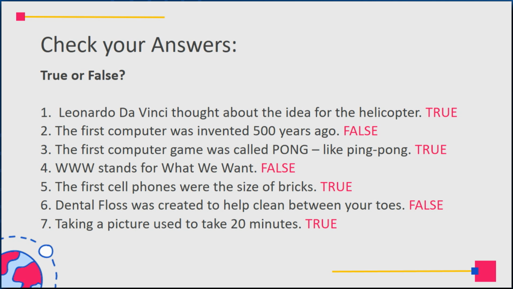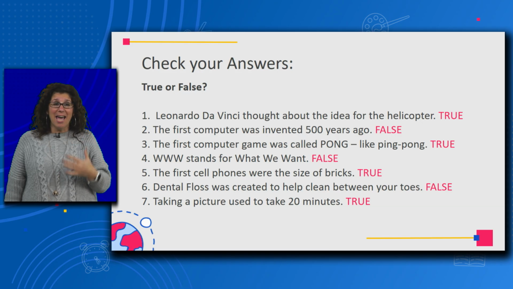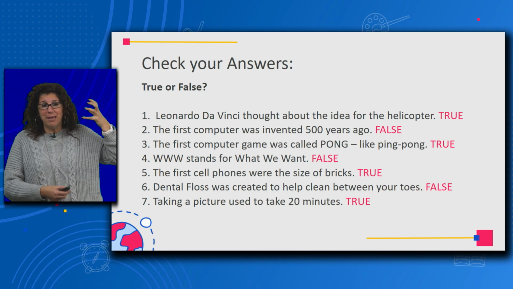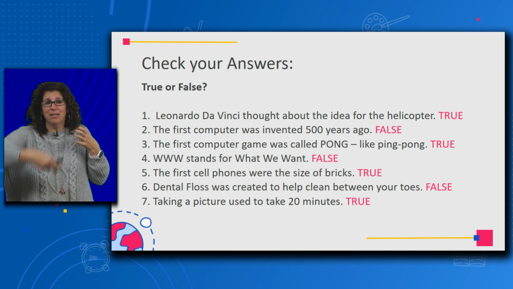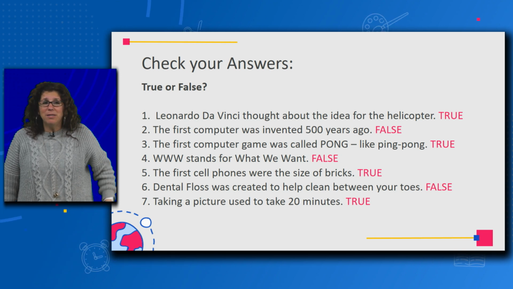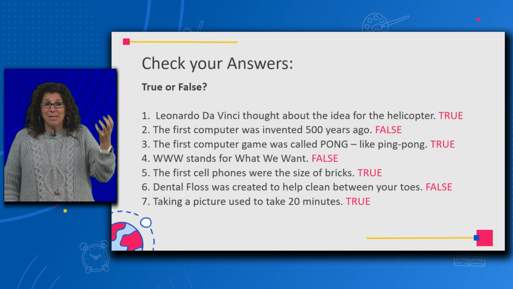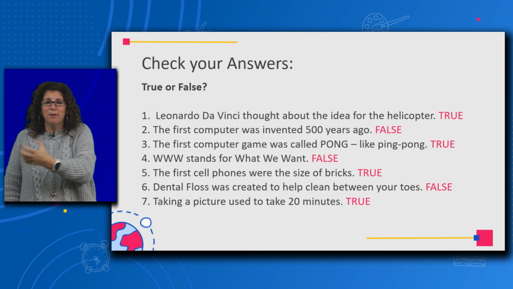Number 5, the first cell phones were the size of bricks. That's actually true. I used to have a cell phone like that. It was big. It had a big antenna. You couldn't put it in your pocket. You couldn't put it anywhere. It was like basically something you needed to walk around with.